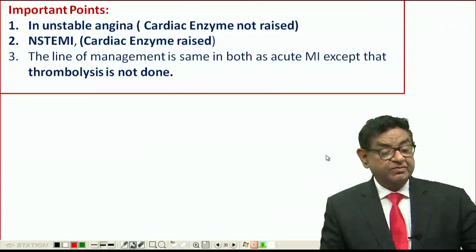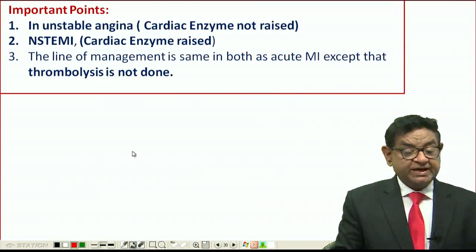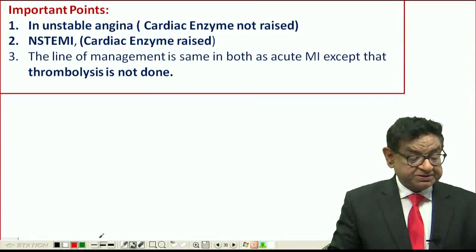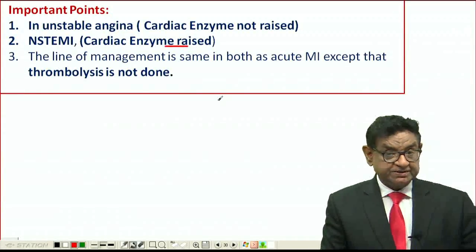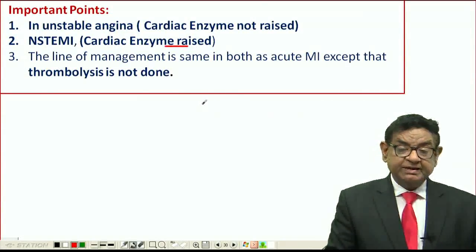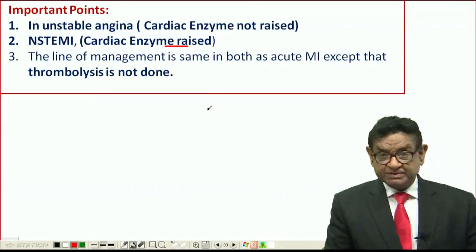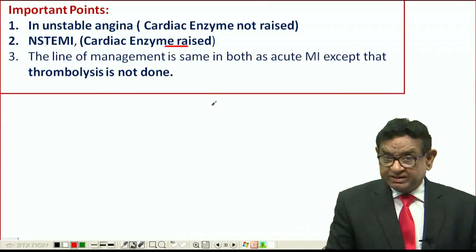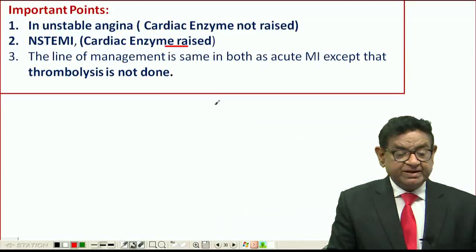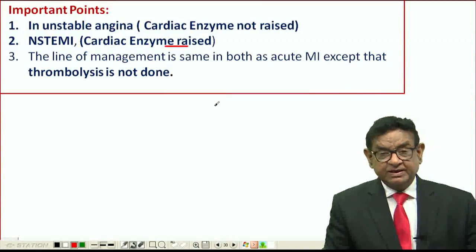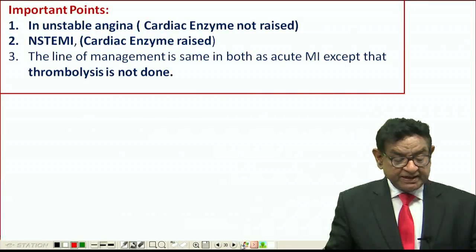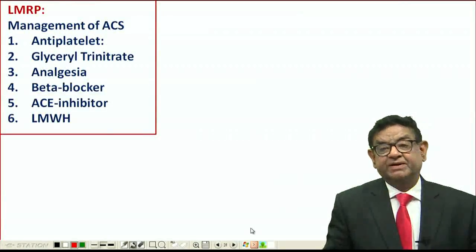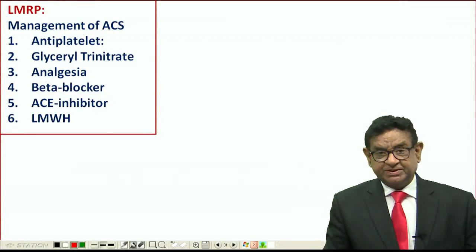Now, one more thing, in unstable angina, cardiac enzymes are not raised, and in ST elevated MI, cardiac enzymes are raised. Okay, but the line of management remains the same in all the three. The only exception is that in non-ST elevated MI or in unstable angina, we do not use thrombolysis, the point I discussed, but I reinforce my statement for better understanding of the subject.